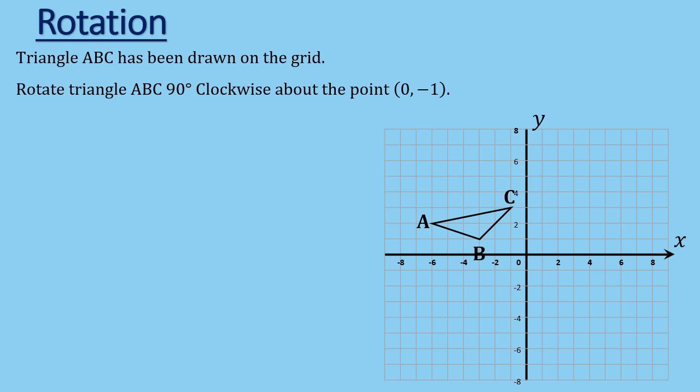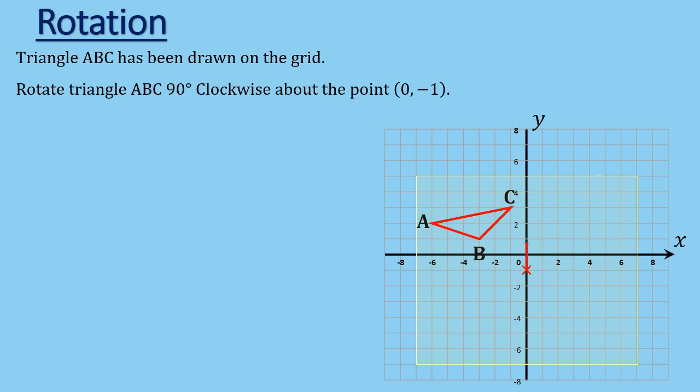Step 1. Mark the center of rotation on the coordinate grid. Step 2. Place the tracing paper over the coordinate grid. Step 3. Using a pencil, mark out the center of rotation on the tracing paper and draw a line parallel to the x or y axis starting from the center of rotation. Step 4. Draw the original shape on the tracing paper.